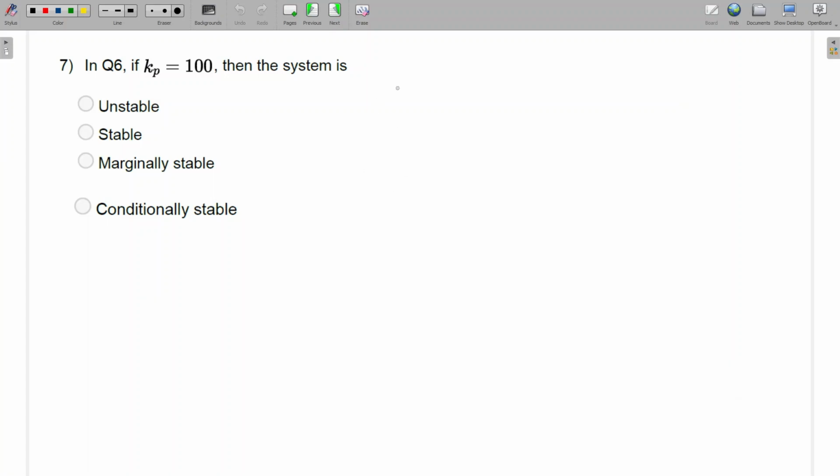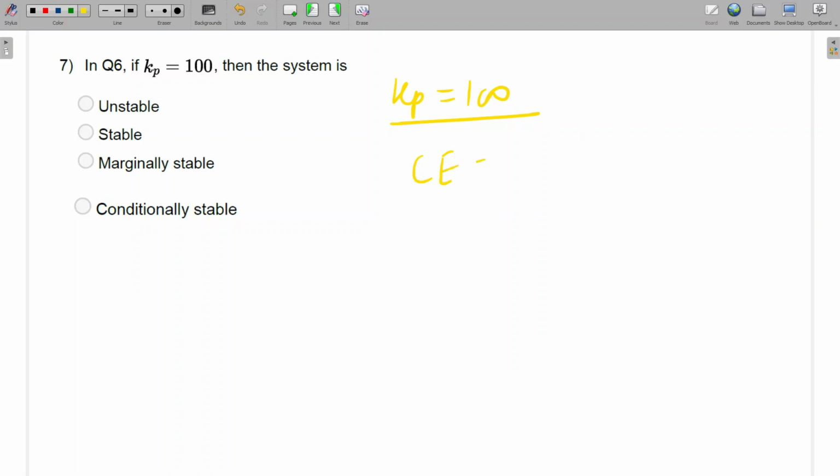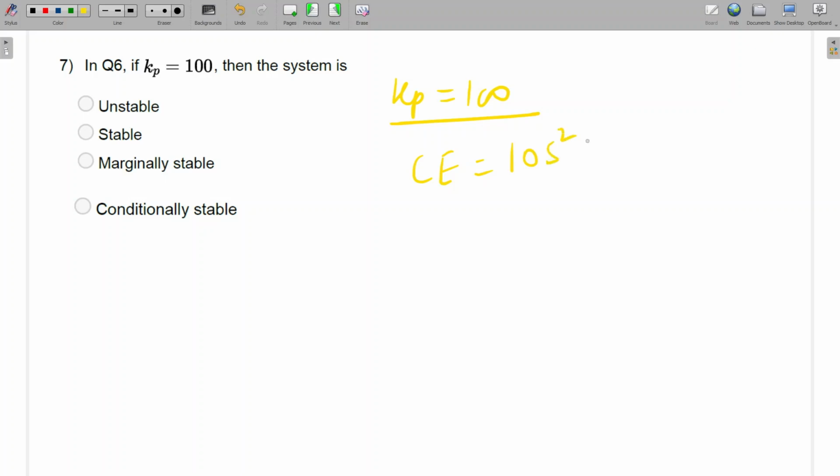So if Kp is equal to 100, what will be the nature of the system? See, here already I'm showing you. So Kp is 100. The characteristic equation we already know: 10 s square plus Kp, and Kp is equal to 100. So what will be the option? Is it stable, unstable, marginally stable? What will be the answer?